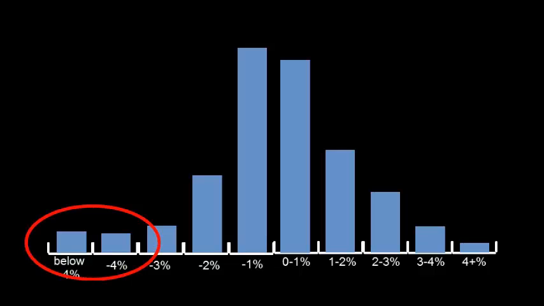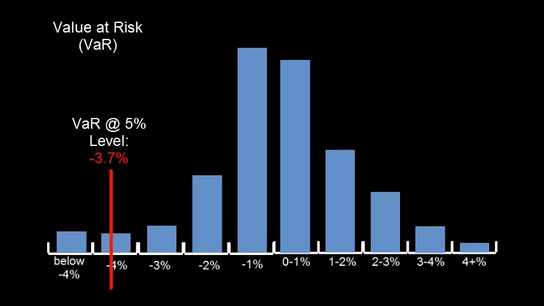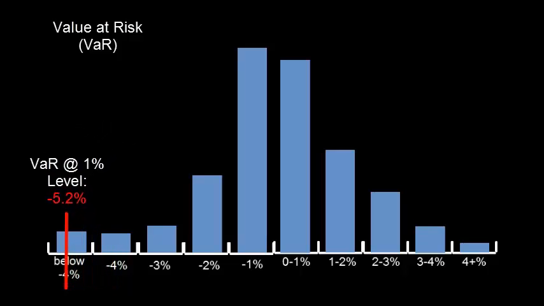One of the first metrics to quantify this is value at risk, or VAR. Value at risk is a statistical measure that quantifies a potential loss threshold over a given time period. This is generally stated with a probability that losses will exceed the VAR threshold. For example, with a 5% probability, this investment may have a daily loss exceeding 3.7%. Similarly, for the same investment, VAR at the 1% probability level may be 5.2%. This means 1% of the time, a daily loss would exceed 5.2%.